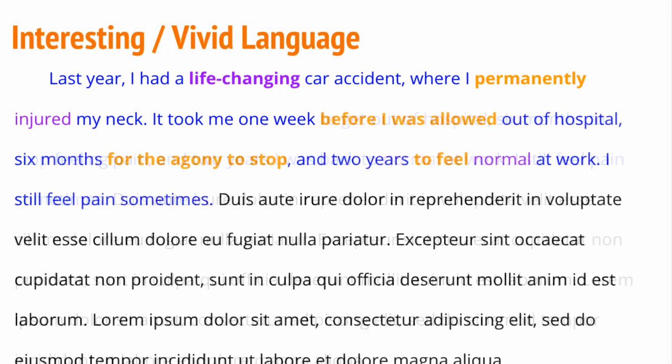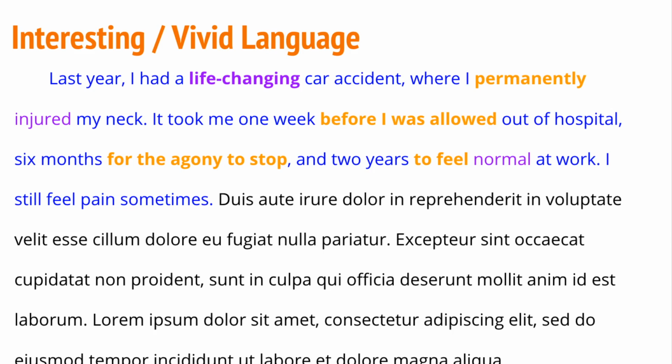Let's have a look at changing the next part now. So it took me 1 week before I was allowed out of hospital. So again, this kind of vivid language, we're using a passive voice, but we know that it's the doctors that are not allowing this person out of hospital. So it must be serious, right? Maybe they wanted to get out of hospital, but they were so sick or so injured that they could not move, or they were not safe to leave hospital. Okay, so again, before I was allowed out of hospital, it feels more important. And then we're adding in very emotive words like agony. So it took 6 months for the agony to stop, and 2 years to feel normal.